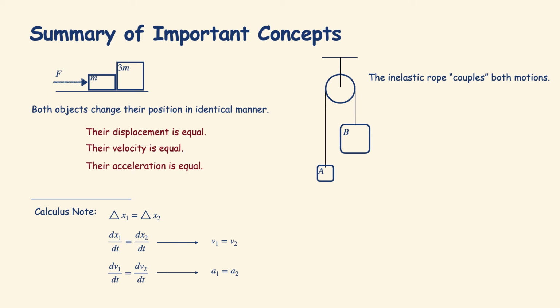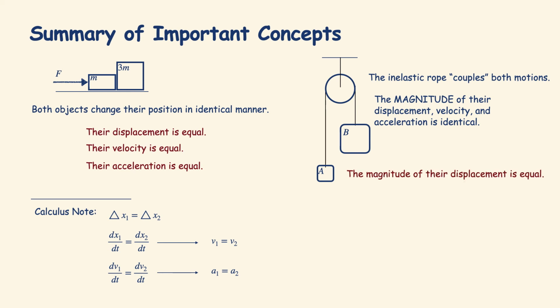And so even though you will see displacement going in different directions, and their velocity and accelerations as vectors will be pointing in different directions, the magnitude of their displacement, velocity, and acceleration will change in an identical manner at any given instant. So in this type of scenario, we always keep in mind that the magnitude of the displacement of both objects will be equal, the magnitude of their velocity will be equal, and the magnitude of their acceleration.